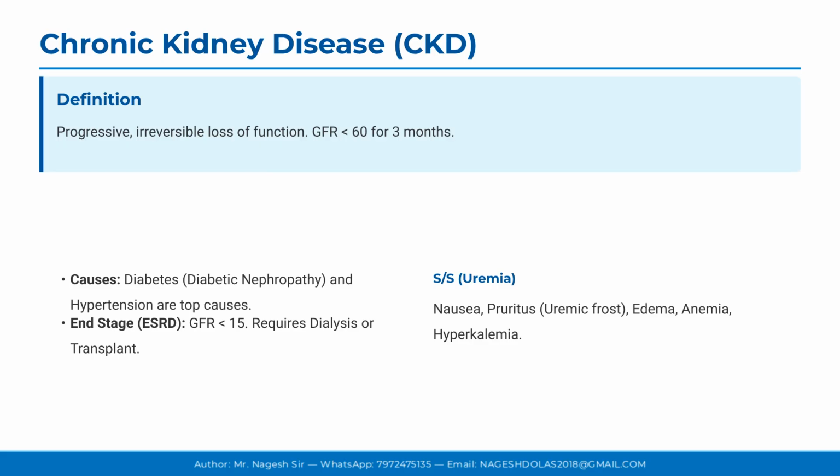Symptoms, known as uremia, include nausea, pruritus, and hyperkalemia. End-stage renal disease requires dialysis or transplant.